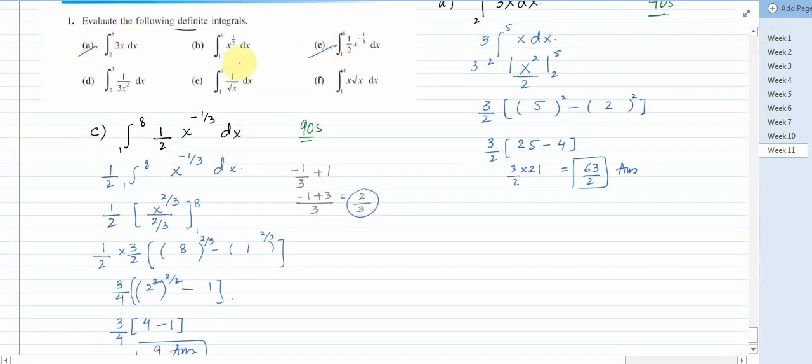Alright, so after part C, we need to start from part E. One last question of question number 1. The question is the integral from 4 to 9, 1 divided by under root x dx. Alright, so first we need to give it a try, and time is 2 minutes. Alright, so try, start.